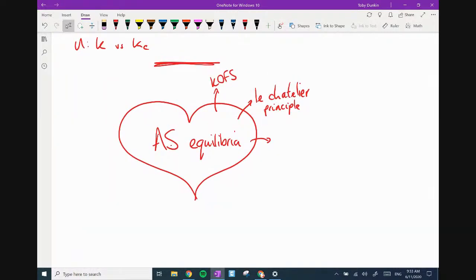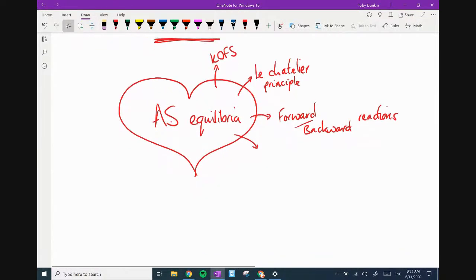Forward and backward reactions. I like it. That's great. Thanks, Emma. Forward/backward reactions. Love it. That's excellent. I like that. Next. Dynamic equilibrium. Thank you, Ivan.